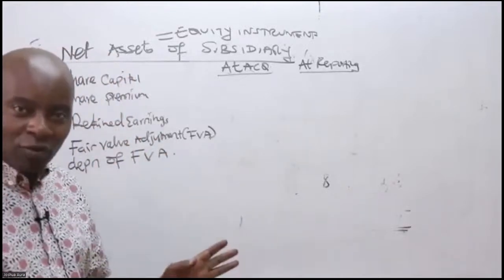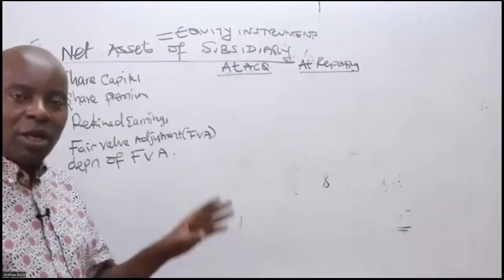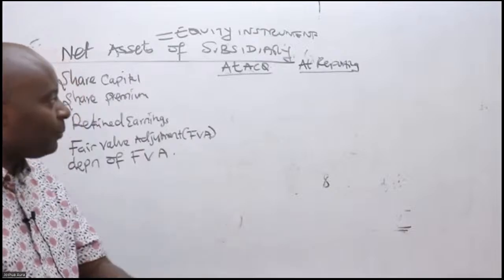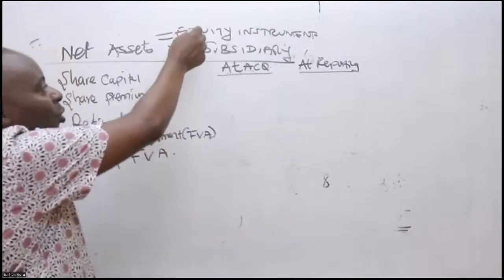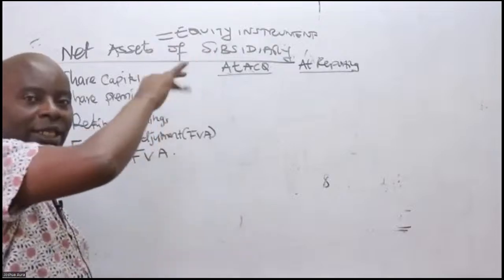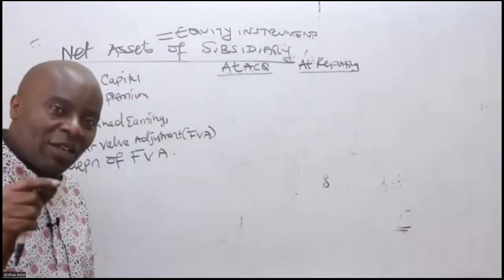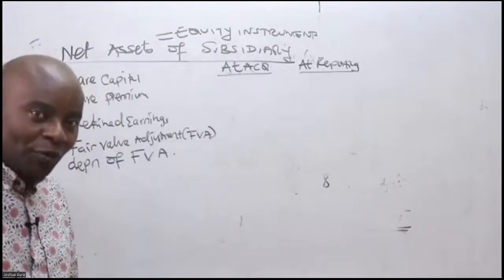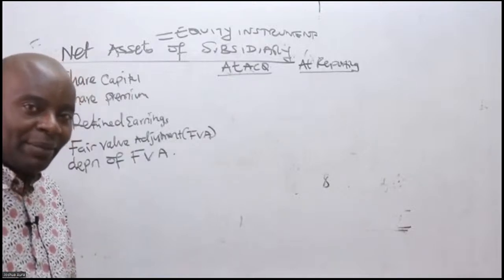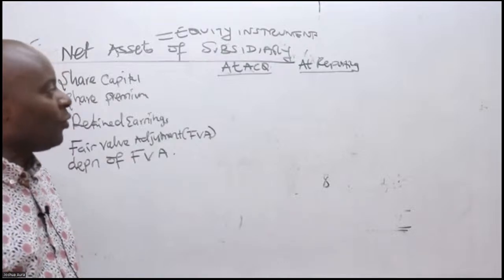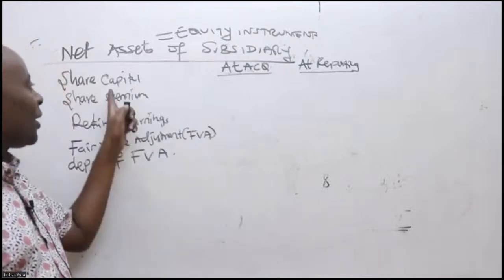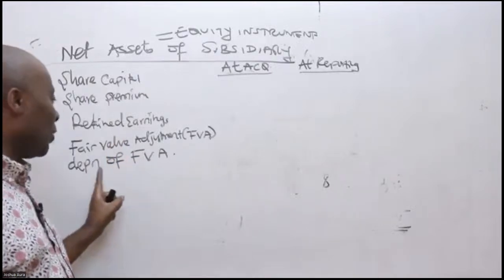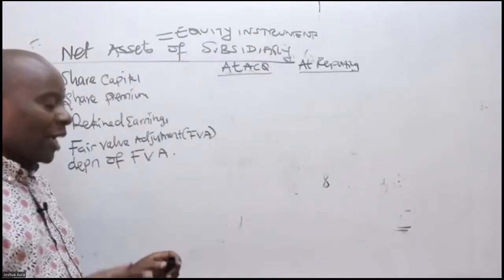We are experts, all of us here. And as I've told you, you don't have to even understand everything. It's about which entries are correct. So in this case, please correct that it is 80%, not 90%. But still 80% is higher than the threshold of 50%, so it means Marina Bay is still our subsidiary. Now, share capital, share premium, retained earnings, fair value adjustments, and then depreciation of fair value adjustments.